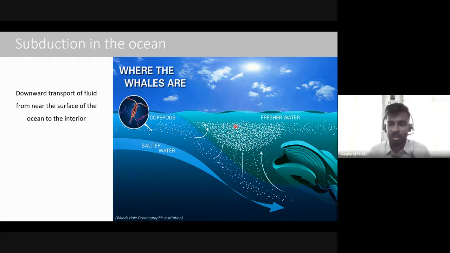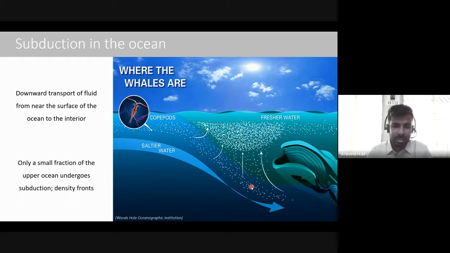Now, what we are interested in as part of Calypso is just this process of subduction. And the challenge for us is that this does not really occur in too many places in the upper ocean. Essentially, only a small fraction of the ocean undergoes subduction. And over the course of time, people have realized that subduction tends to happen a lot more near density fronts, where you get this dense water sliding beneath lighter water.